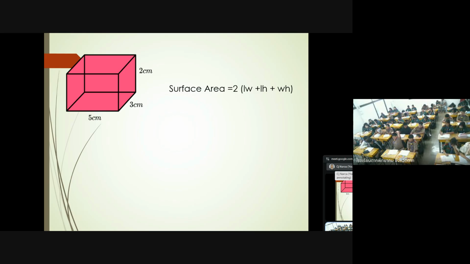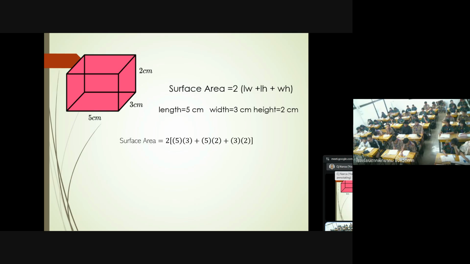All right, everyone. What is the answer? Okay, very good, 62. What is length? 5 centimeter. What is width? What is height? Okay, very good. And then just substitute all of the values. So we have 15, 10, and 6. Add. And then therefore, we have 31 and times 2, 62. Easy, right?